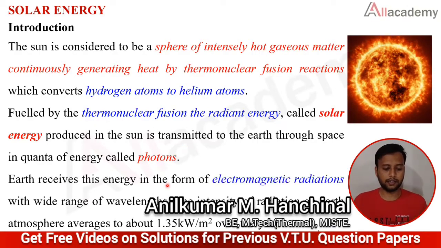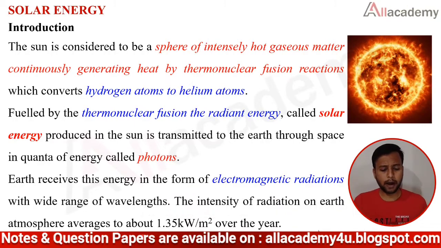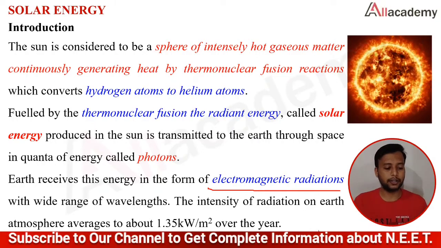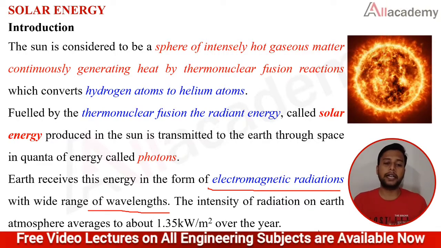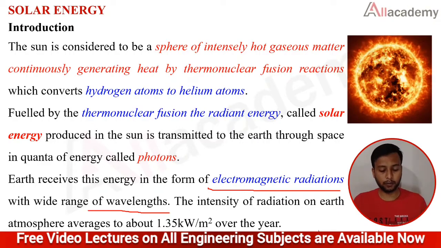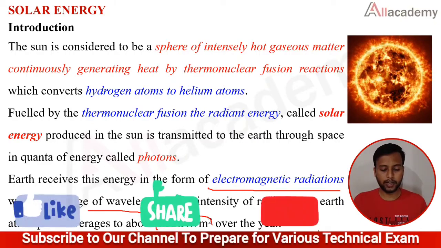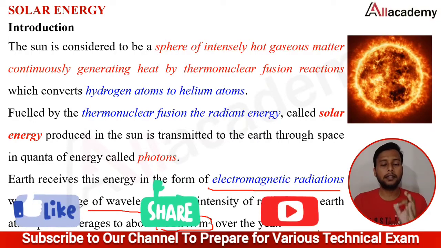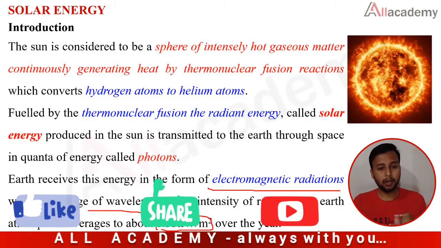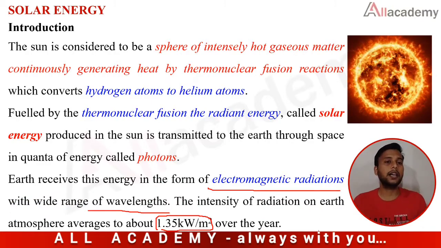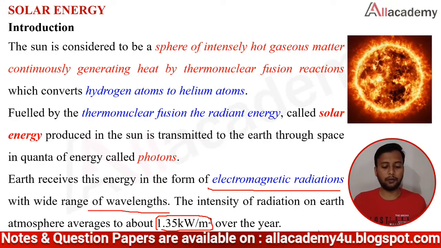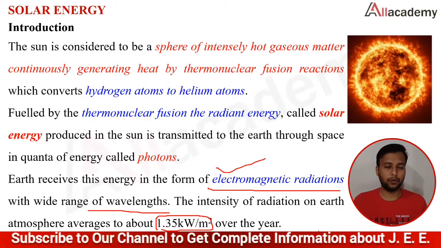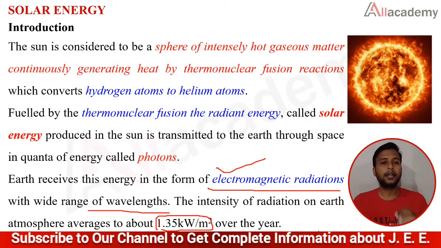Now the earth receives this energy in the form of electromagnetic radiation, with a wide range of wavelengths, and the intensity of the radiation at the earth's atmosphere averages about 1.35 kilowatt per meter square. So that much intensity of radiation we are getting on the earth. This energy travels to the earth, and we receive solar energy in the form of electromagnetic radiation.